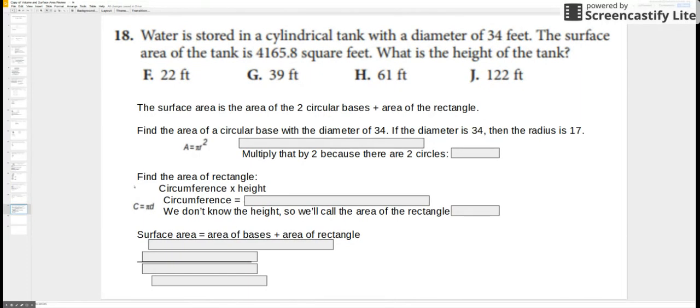Last but not least, the final question. Water is stored in a cylindrical tank with a diameter of 34 feet. The surface area of the tank is 4,165.8 square feet. What is the height of the tank? Okay, so really quickly, let's start off with what the surface area of a cylinder is, okay?